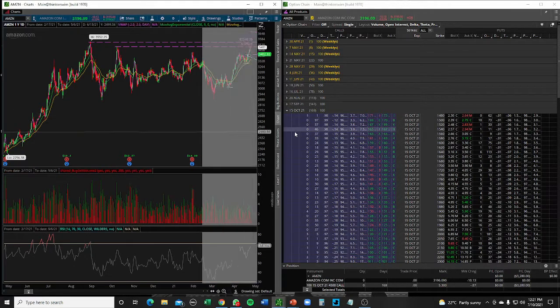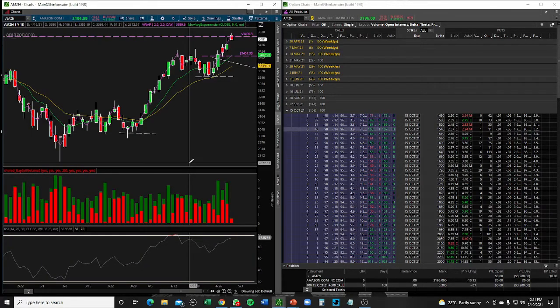So I want to talk about how to build a position using options. Now keep in mind, this strategy may not be for everybody, okay? And this is not in any sort of way any kind of investment advice, okay? So there's a couple things that I do when I look at building a position on options.